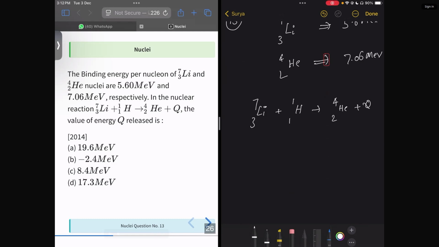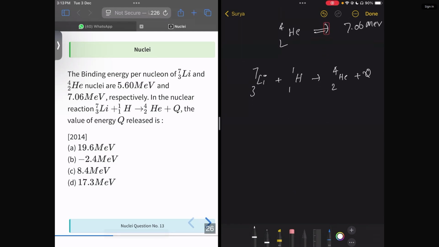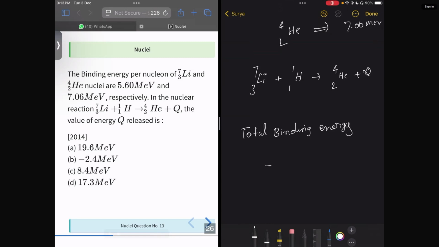So here the energy released: total binding energy is equal to binding energy per nucleon into mass number, right? So how will the binding energy work? Total binding energy will be equal to binding energy per nucleon into total mass number, because the total mass number gives the number of nucleons.